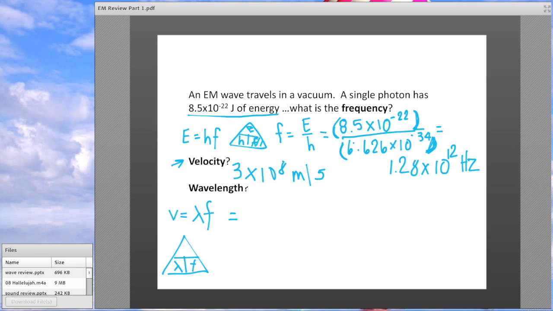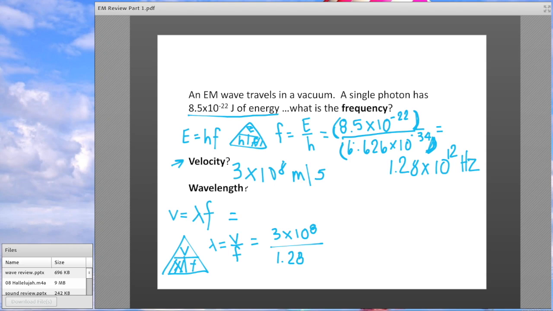So your velocity. Again, we don't have to do any math for that. It's an electromagnetic wave. It's in a vacuum. It's 3 times 10 to the 8th. So if this was on your test, you obviously wouldn't have to show any work for your velocity here because no work is needed. You could just write 3 times 10 to the 8th and you would get all your points for that.